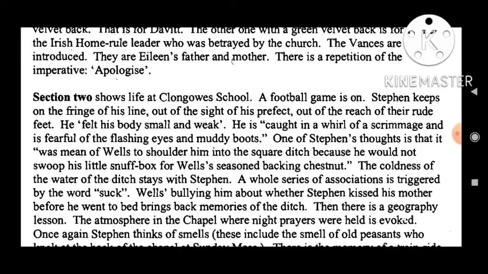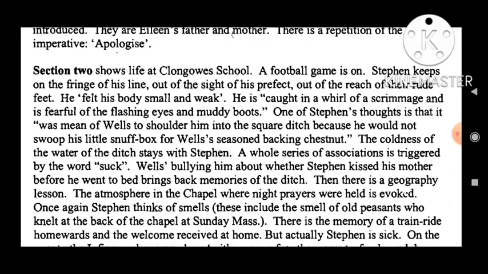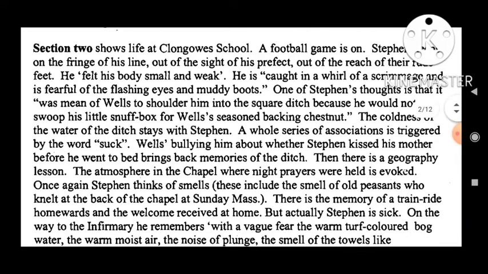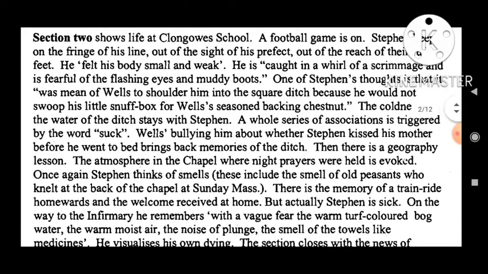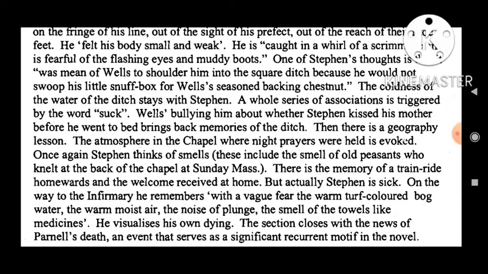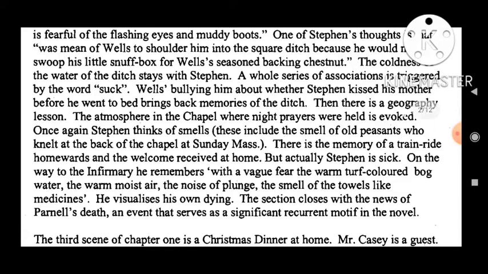That's section 2. It shows life at Clongowes school. A football game is on. Stephen keeps on the fringe of his line, out of the sight of his prefect, out of the reach of their rude feet. He felt his body small and weak. He is caught in a whirl of a scrimmage and is fearful of the flashing eyes and muddy boots. One of Stephen's thoughts is that it was mean of Wells to shoulder him into the square ditch because he would not swap his little snuff box for Wells's seasoned hacking chestnut.